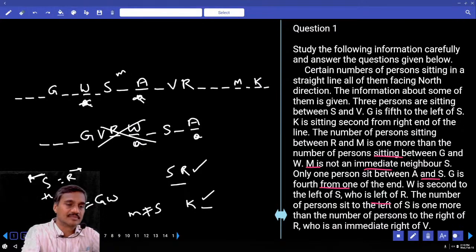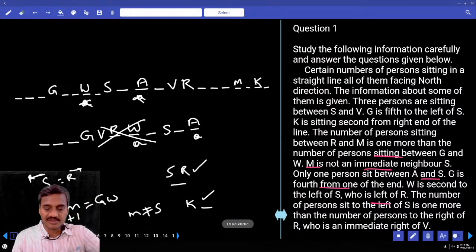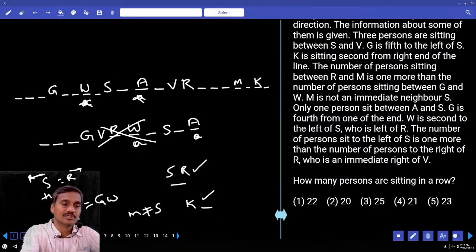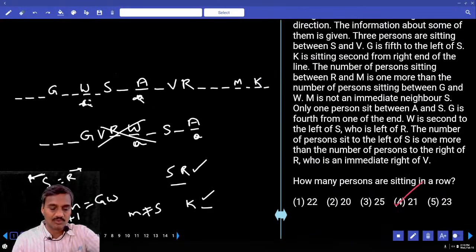Clear? Right. Then, coming back to this one, M cannot be here. Then how many persons are sitting in the row? Yes, tell me the total number of persons here. 3, 4, 5, 6, 7, 8, 9, 10, 11, 12, 13, 14, 16, 18, 20 plus 1, 21. And so altogether we have 21 persons. That is choice 5 for question number 1.